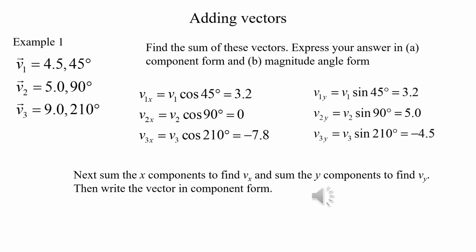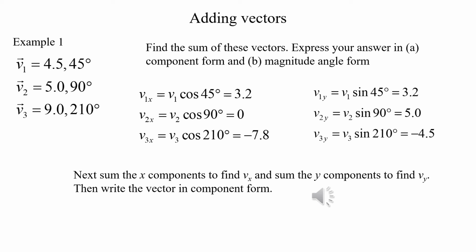Right, so here I have the vector components for the three vectors. In the first column we have the x components of vectors 1, 2, and 3. So v1x is v1 cosine of 45, which is 3.2. v2x is v2 cosine of 90 degrees, which is 0. And v3x is v3 cosine of 210 degrees, which is negative 7.8. v1y is v1 sine of 45 degrees, which is 3.2. v2y is v2 sine of 90 degrees, which is 5. And v3y is v3 sine of 210 degrees, which is negative 4.5.